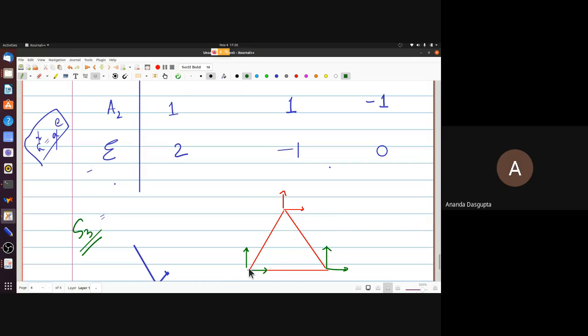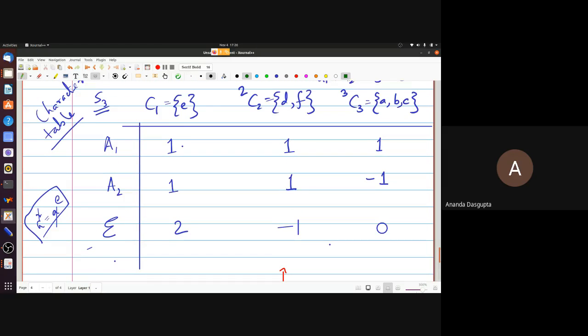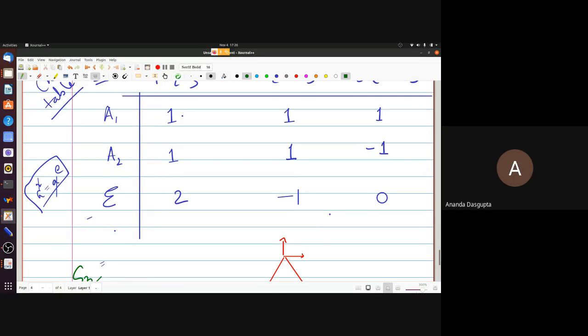We need to find the character for this representation. Now, the character for this representation is very easy to find actually. The character for the identity, what will that be? For our representation, what will the character of the identity be? 6. Yeah, it has to be, right? It's always the dimensionality of the representation. Okay, what about A? Remember, you don't have to find the character for A, B, C separately. Only A will do.